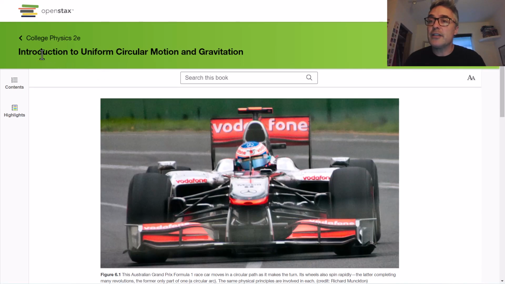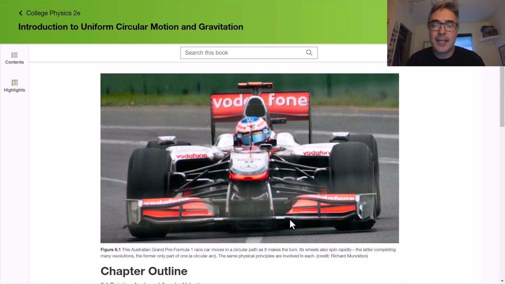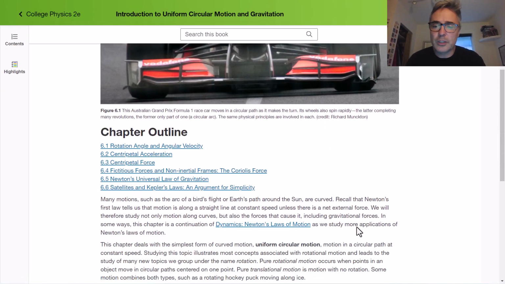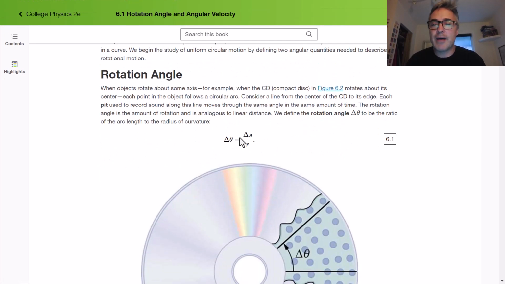Chapter 6, Introduction to Uniform Circular Motion and Gravitation. So here's a race car going around a circular track, and it's kept on the road by friction, and these wheels are actually rolling without slipping, which is a really cool concept. So we're going to get back to kinematics, but now we're doing rotational kinematics.